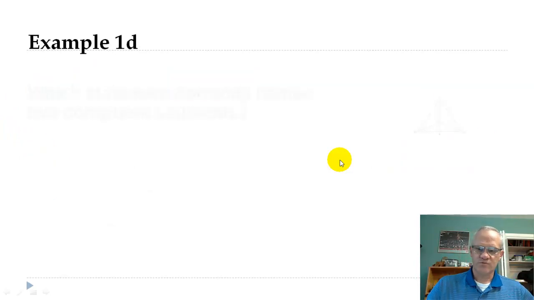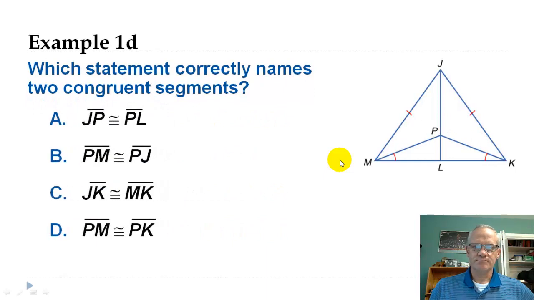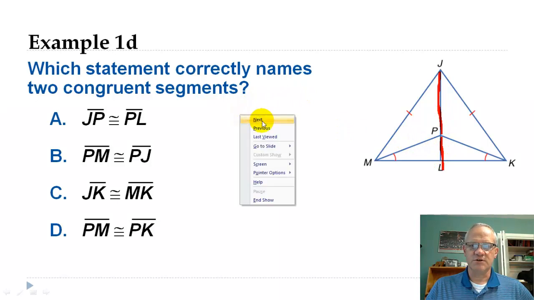Okay, cool. Moving on. How about which statement correctly names 2 congruent segments? So we're going to do the same thing, but in reverse. Let's look really quickly at the segments here, JP and PL. Here's JP, and PL. That just looks ridiculous. That doesn't look like they're close at all, and they're not even in the same triangle. So, no, we're going to say no on that one.